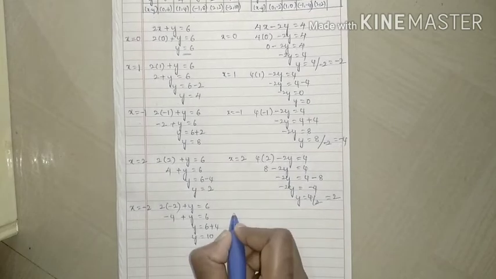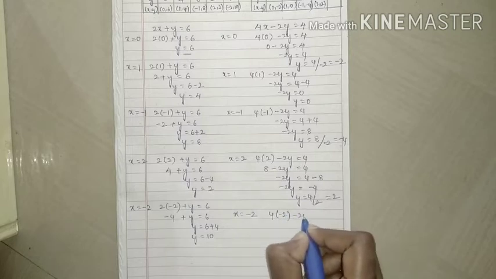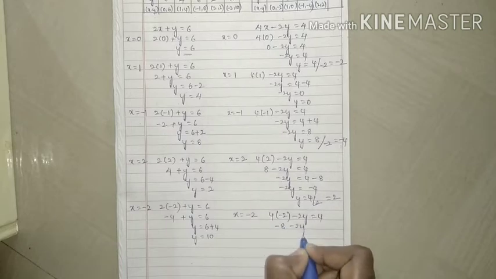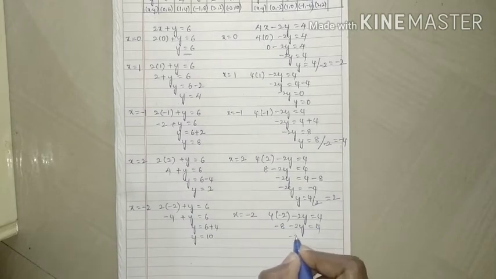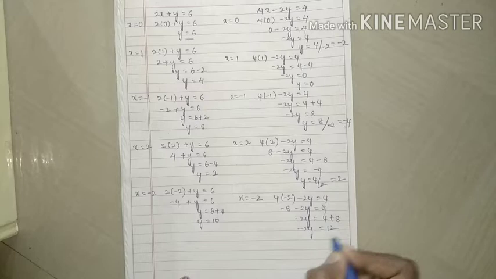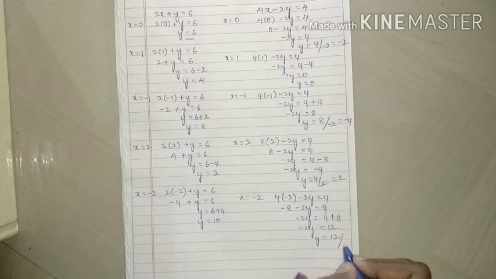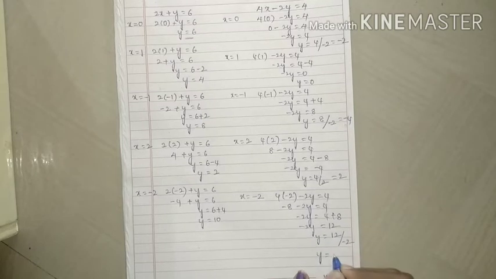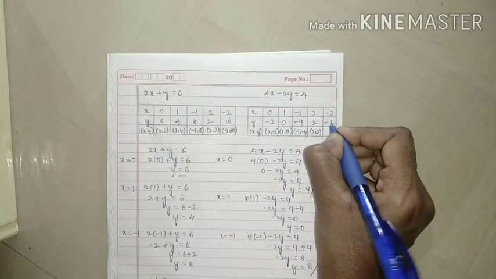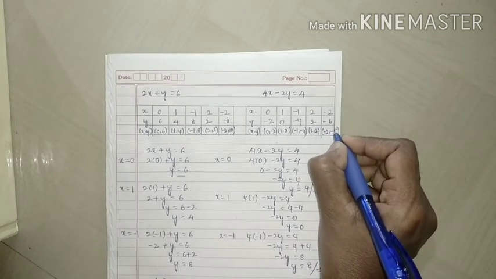Now the last point, x is equal to minus 2, that is 4 of minus 2 minus 2y is equal to 4. 4 2s are 8, that is minus 8 minus 2y is equal to 4. So minus 2y is equal to 4 plus 8. So minus 2y is equal to 12. So y is equal to 12 by minus 2. So y is equal to minus 6. So when x is minus 2, y is minus 6. That point is minus 2 comma minus 6.